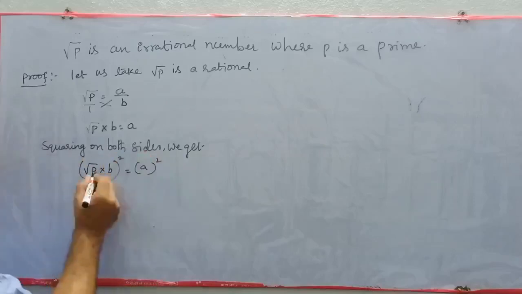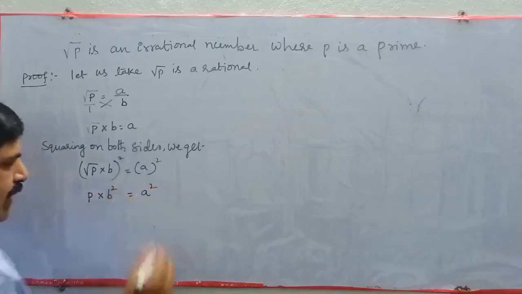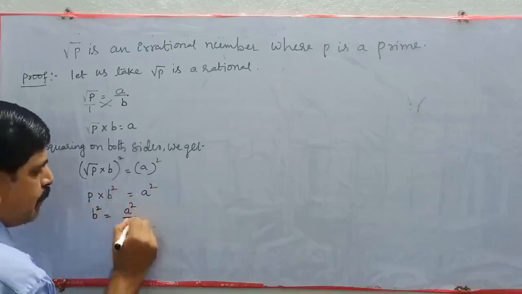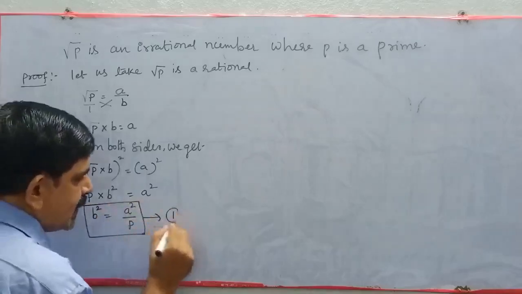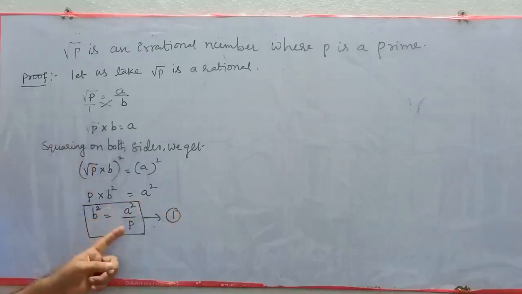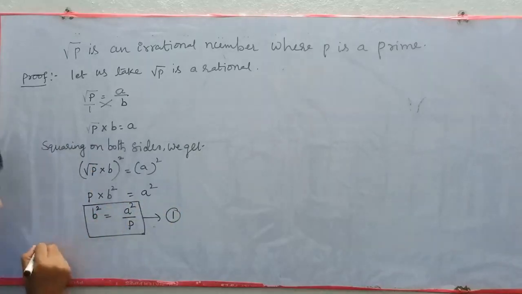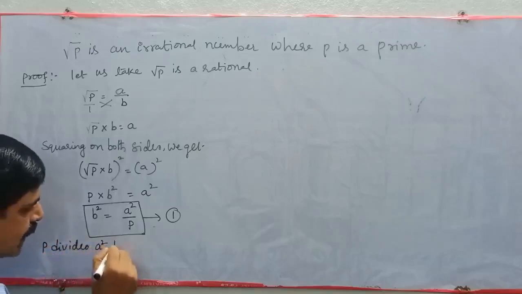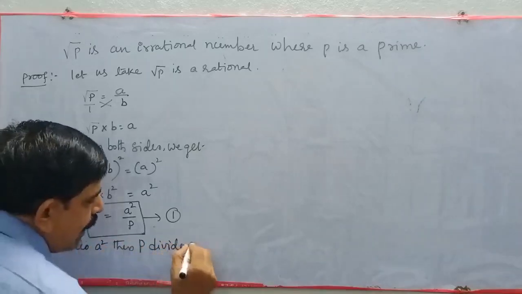Now P into B square is equal to A square. B square is equal to A square by P. Let us take this as 1. Here P divides A square. Okay, P divides A square, then P divides A also.